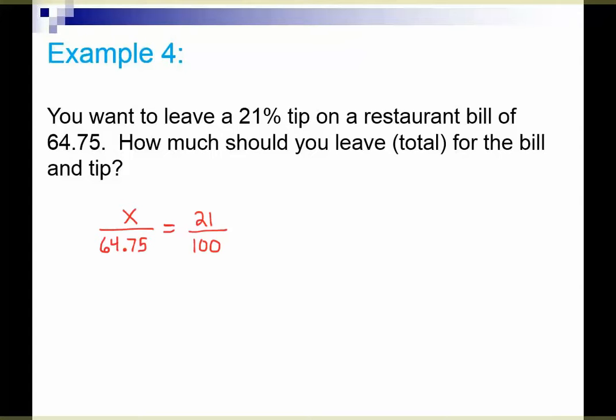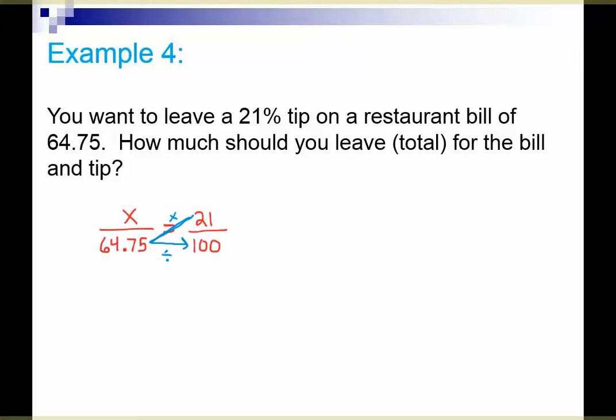It says we want to leave a 21% tip. So this number, the percent number, is already dialed in for us. What we don't know is what portion of the 64.75 would be the 21%. So I'm looking for the part out of the 64.75. Now these are the two numbers that you know, 21 and 64.75. So those are the numbers that you should cross multiply first, and then you divide that answer by 100.